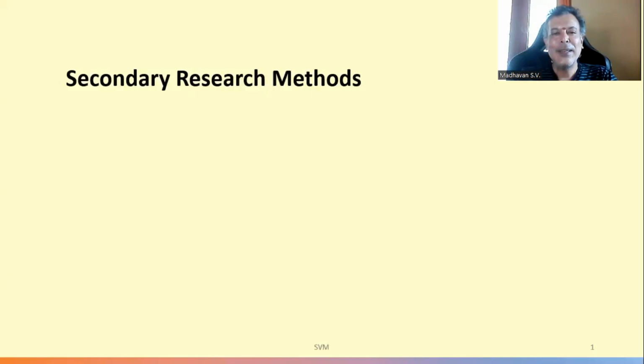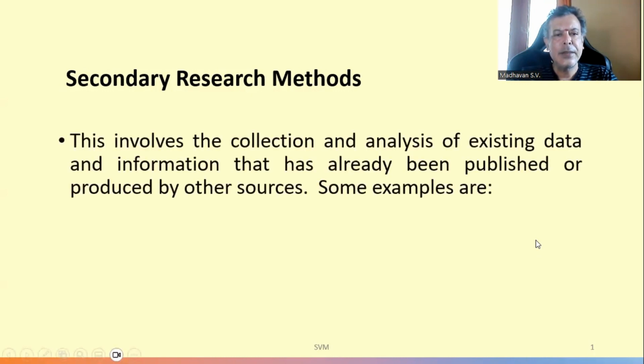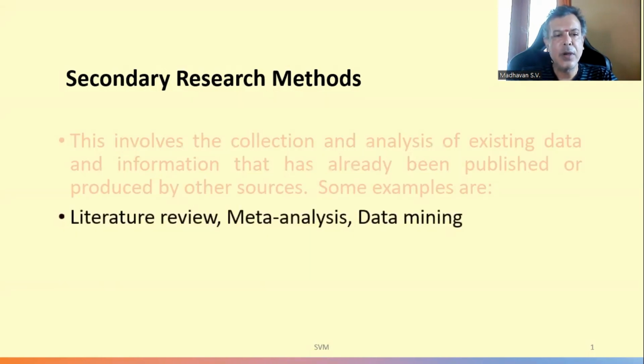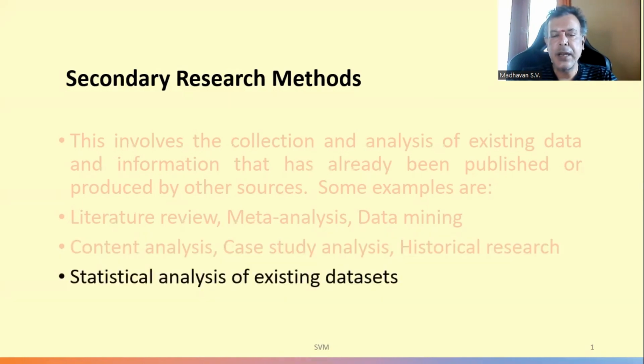Hello everyone. In this video, we will understand secondary research methods. The secondary research method involves collection and analysis of existing data, which has already been collected, published, or produced by other sources. Some examples are literature review, meta-analysis, data mining, content analysis, case study analysis, historical research, and statistical analysis of existing data sets.